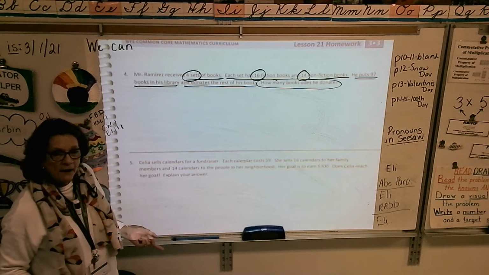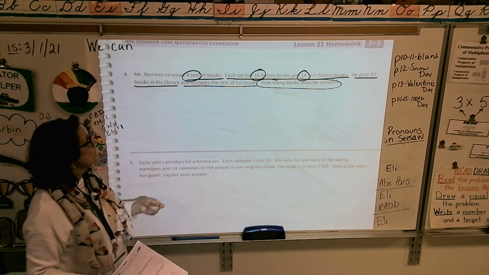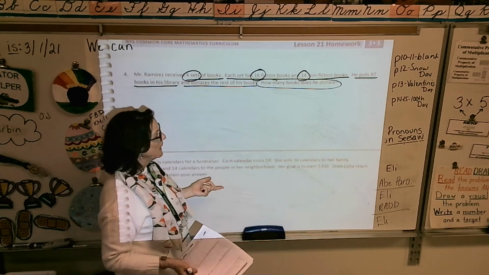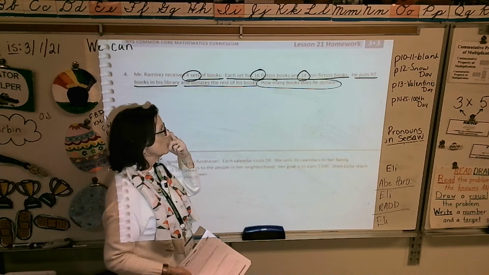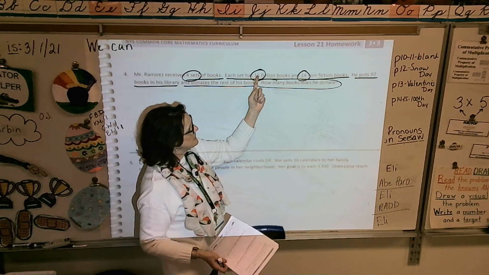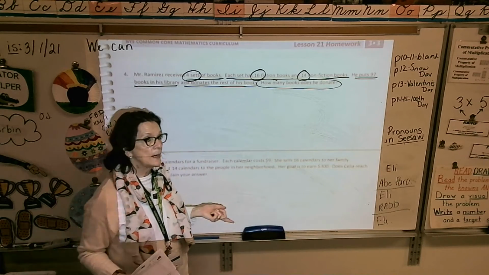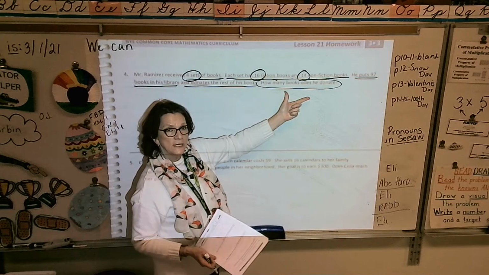Well, before we figure out how many books he donates, we have to figure out how many books he receives. I know he has 4 sets, so I could draw 4 sets, but I don't know how many books are in each set. That's another thing I'm wondering about. If each set has 16 fiction books and 14 nonfiction books, I'm kind of wondering how many books are in one set. So, 16 fiction, 14 nonfiction.